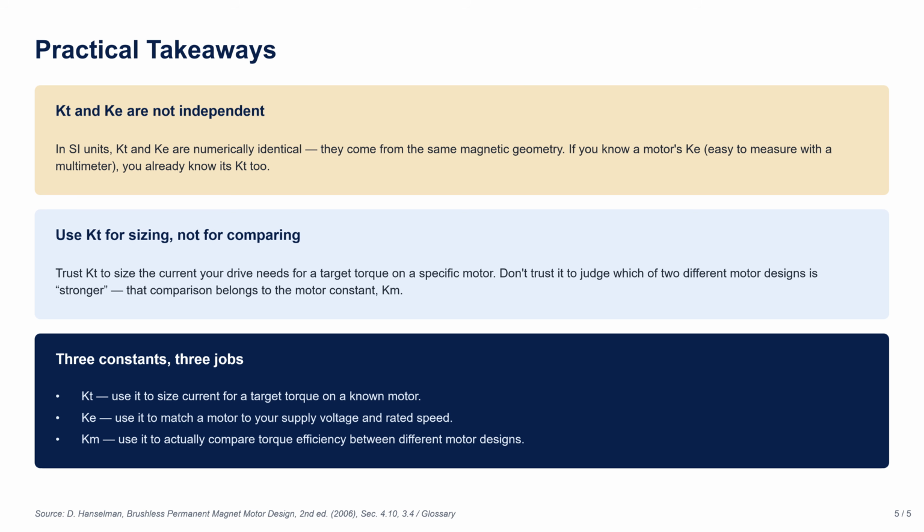That comparison belongs to the motor constant, Km. So, three constants, three distinct jobs. kT sizes current for a target torque on a known motor. ke matches a motor to your supply voltage and rated speed. And Km is the one you actually use to compare torque efficiency across different motor designs.